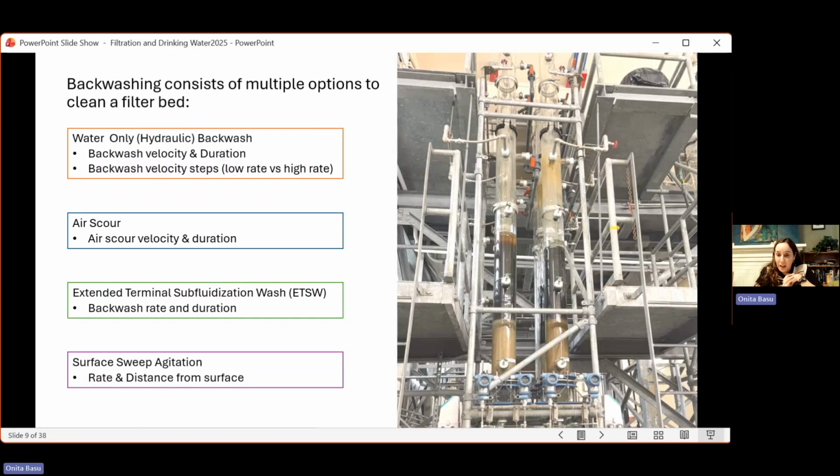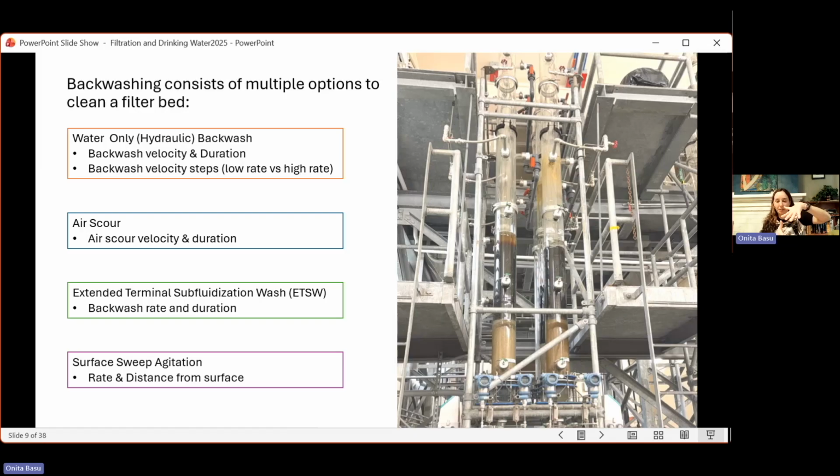Okay, so now I'm going to focus in on backwashing. So we know from that graph that we're going to remove the particulates, but at some point we have to clean that filter bed. So how do we clean the filter bed? There's 4 ways that we use to clean the filter bed. One is with water. So we reverse the flow through the bed, and that helps to remove the particulates.